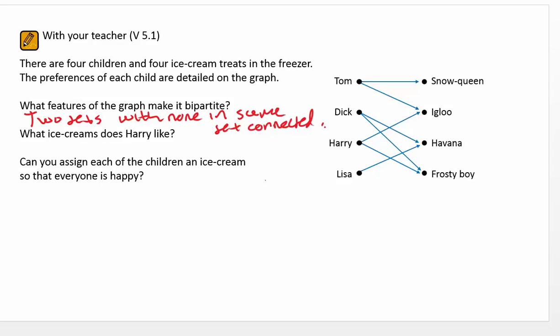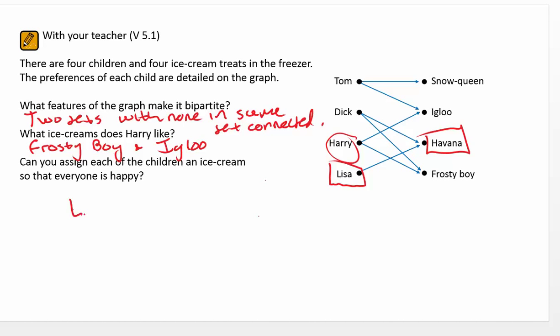Now, if we have a look at this, you can see that Harry likes both the Igloo and the Frosty Boy. Now, we're assigning each child an ice cream so everyone's happy. What we've got to do, we've got to look at those that perhaps only have one ice cream they particularly like. Now, in this instance, Lisa only likes Havana's, so we better just sort Lisa out first.